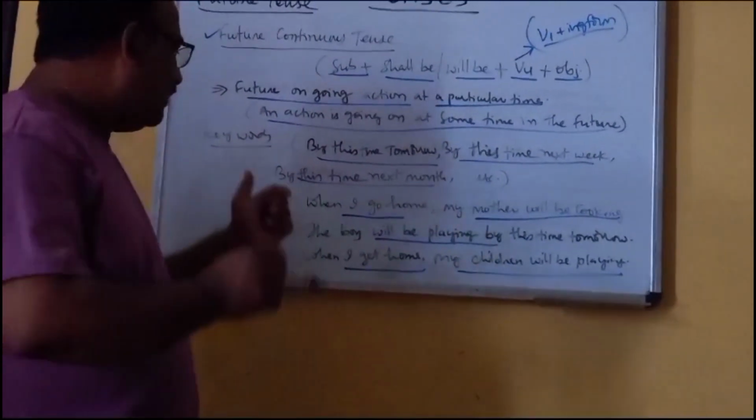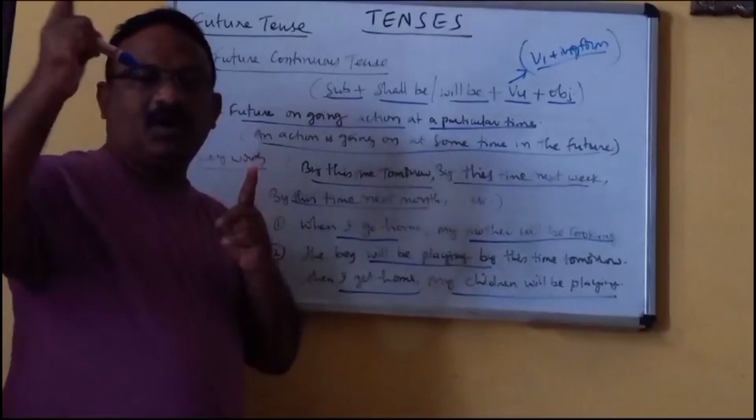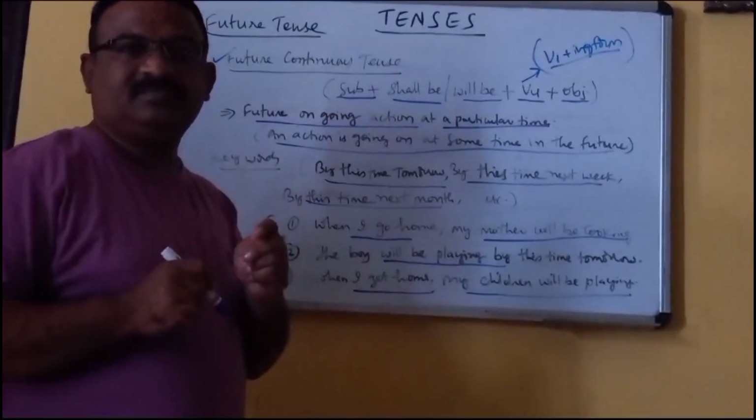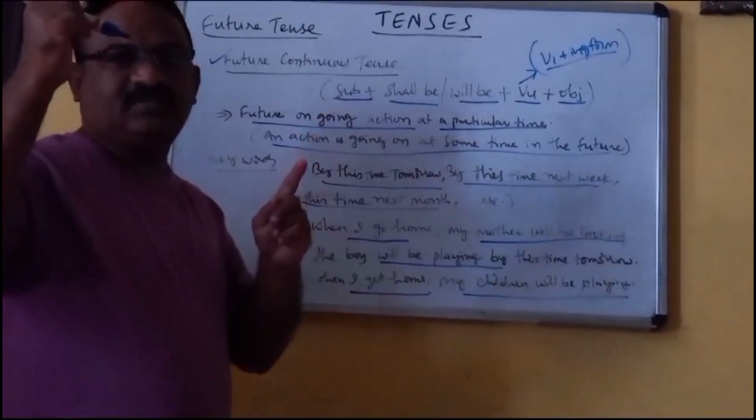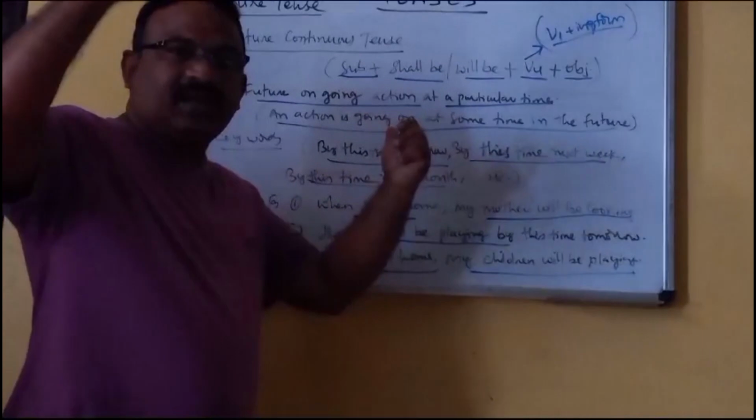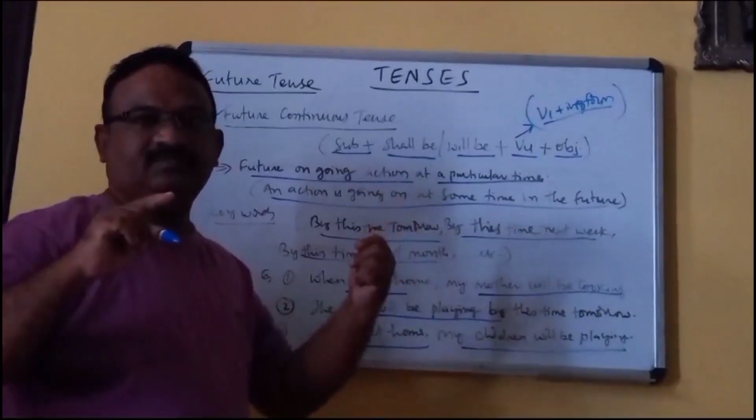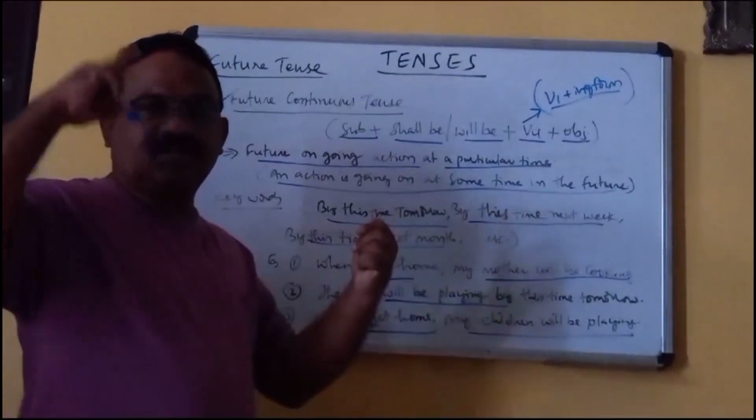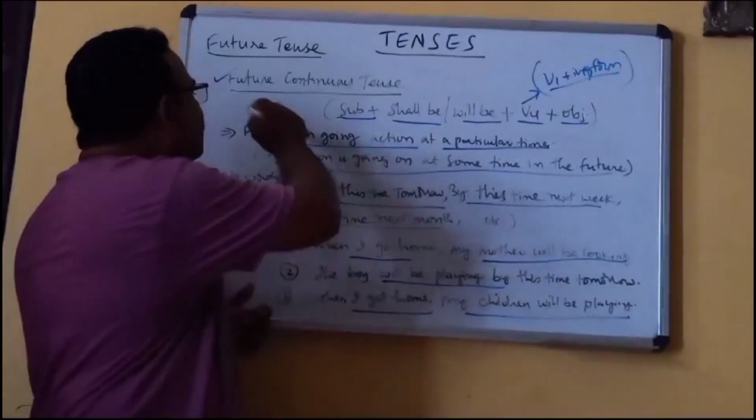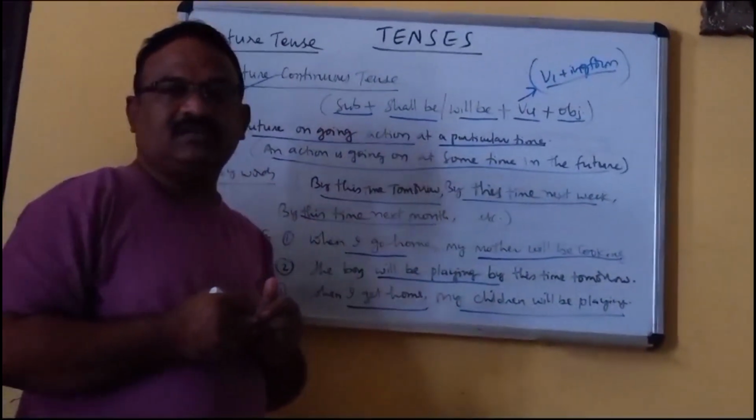And one more thing. By this time tomorrow, I will be writing an exam. That is a future event, but at that time an action will be going on. By this time in the future, in this case you have to use future continuous tense. Understand? Thank you.